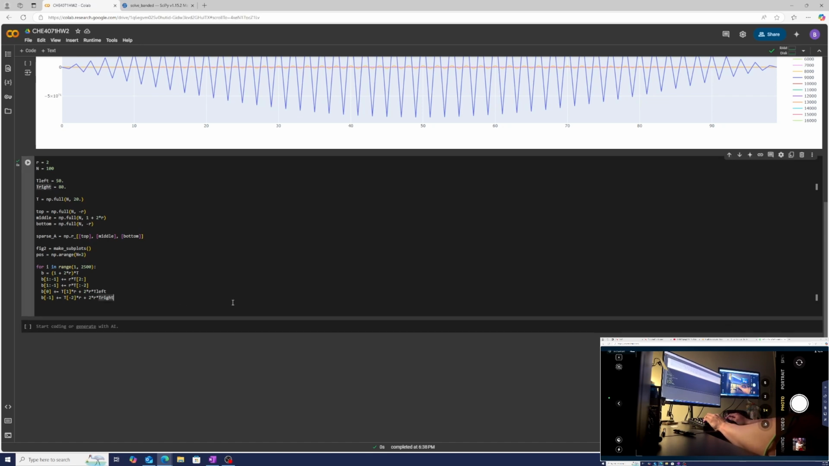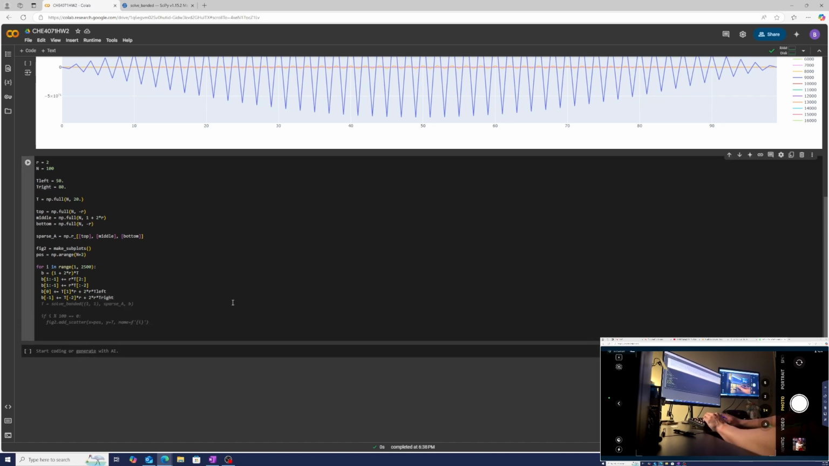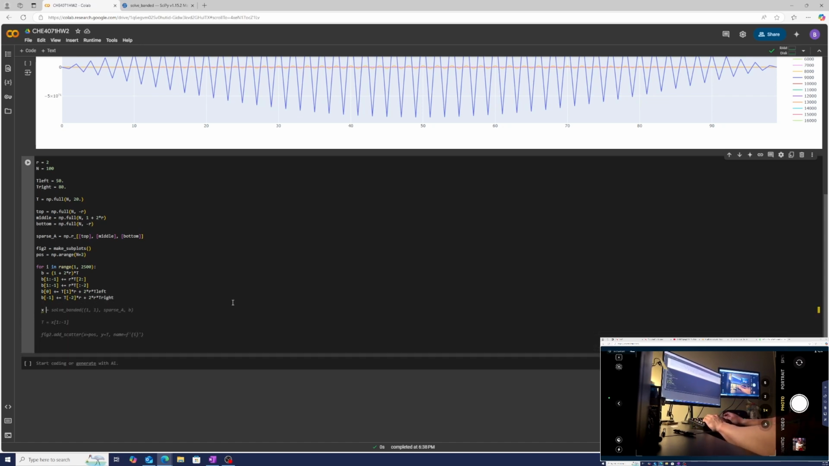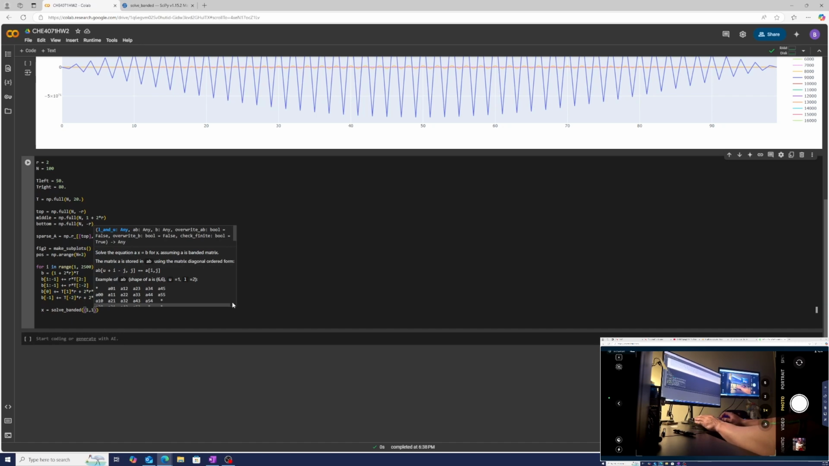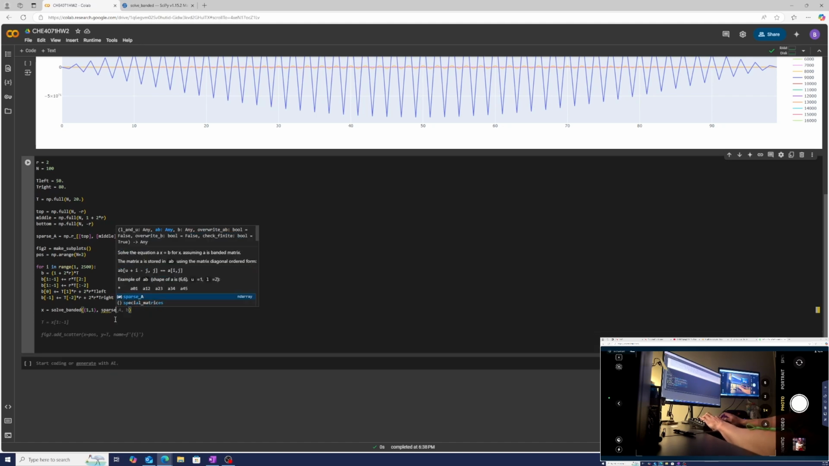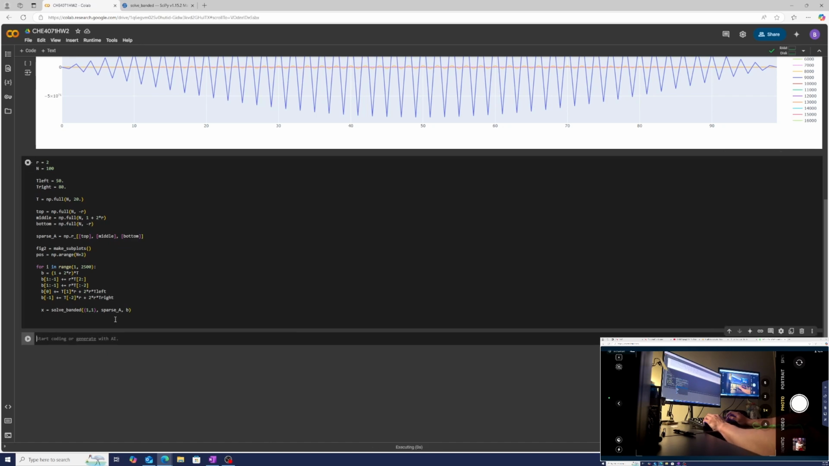So what we need to do now is our solve banded function. So we'll call this our x. It's going to be equal to solve banded. And we need our 1, which is our shape of our thing. And then I believe sparse A goes first, sparse A, and then our right side. So it seems to have worked.